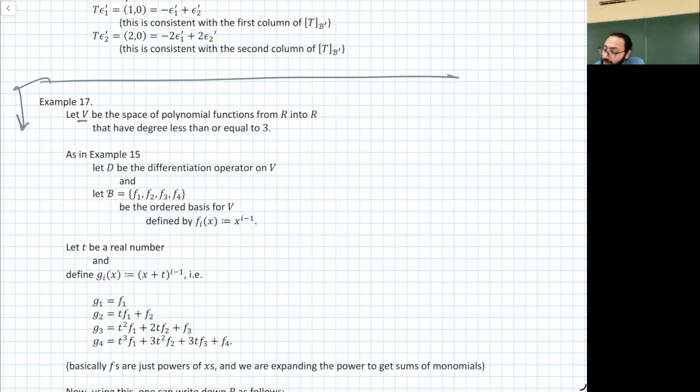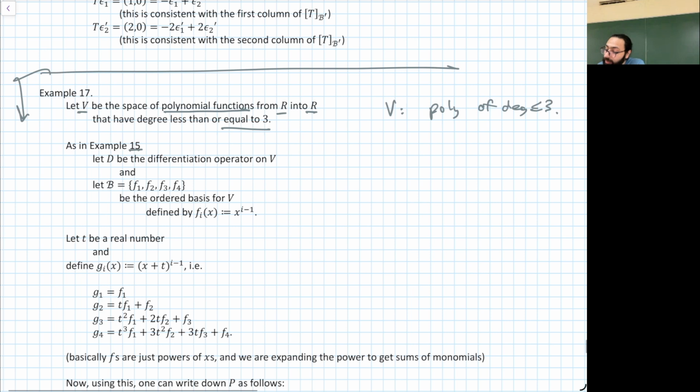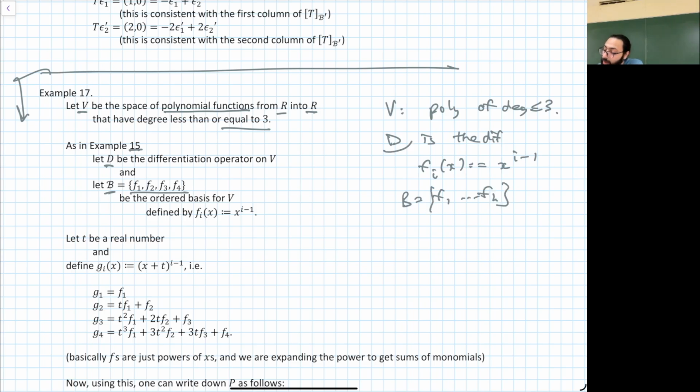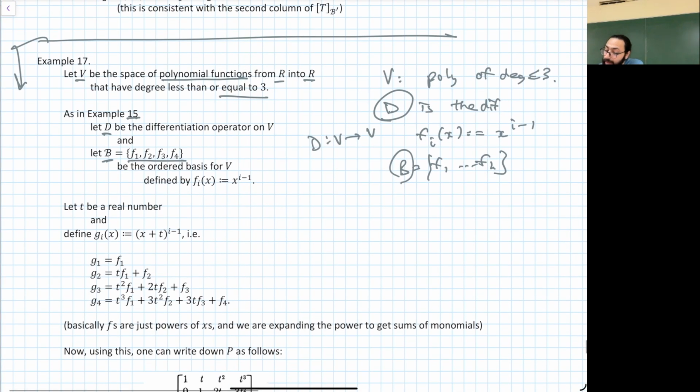So let V be the space of polynomial functions from real numbers to real numbers that have degree at most 3. So V is poly of degree at most 3. Now in example 15, we already saw that D is the differentiation operator, and B was defined to be, you remember, Fi of X defined to be X to the I minus 1. So we had F1 to F4, and this formed a basis. So you have the operator D, which is going from V to V, and you have the basis B.